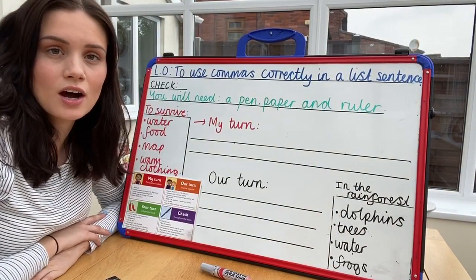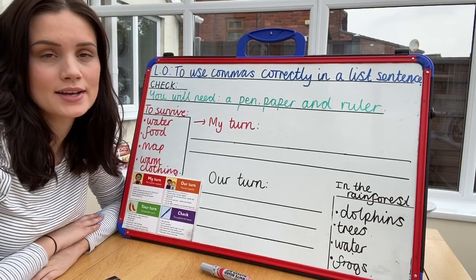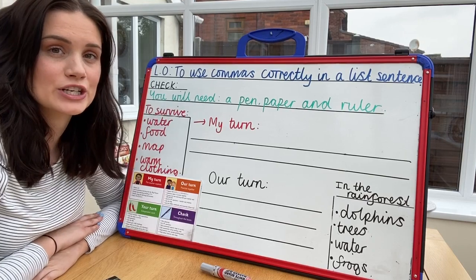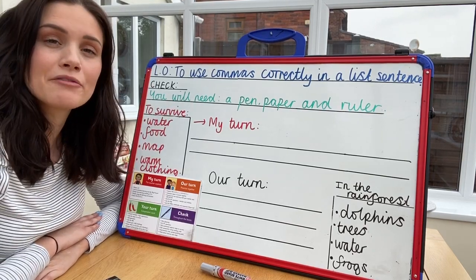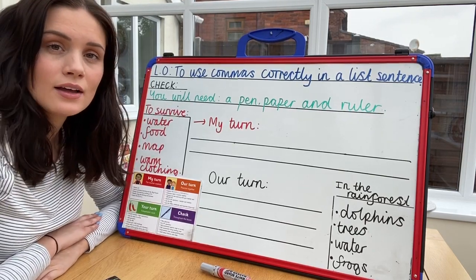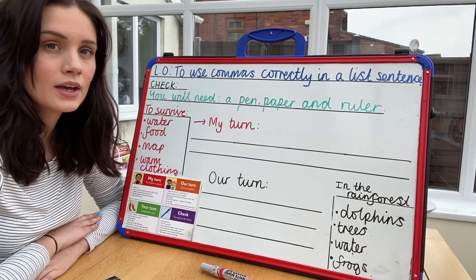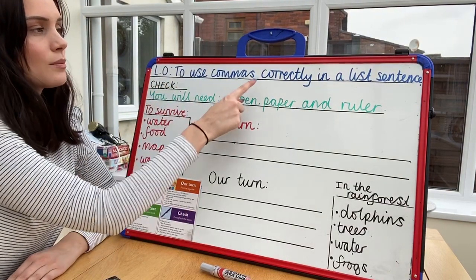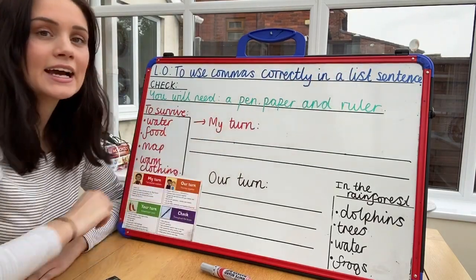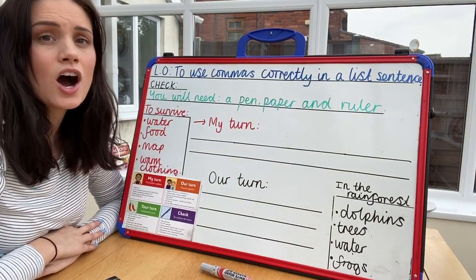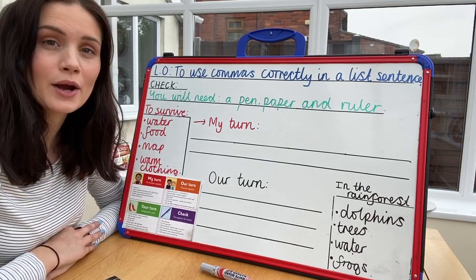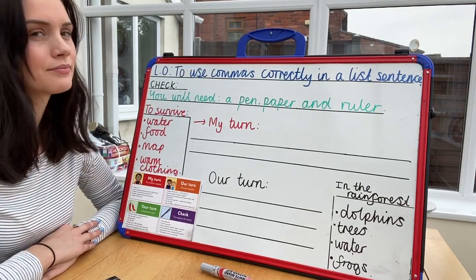I'd just like to start by saying I was really impressed with everyone who had a really good go at the English lesson from last week. We were focusing on using a comma after a fronted adverbial. Now you'll be able to see that the learning objective today is to use commas correctly in a list sentence. I know that everyone in Year 5 is able to do this, so we are going to have a practice.